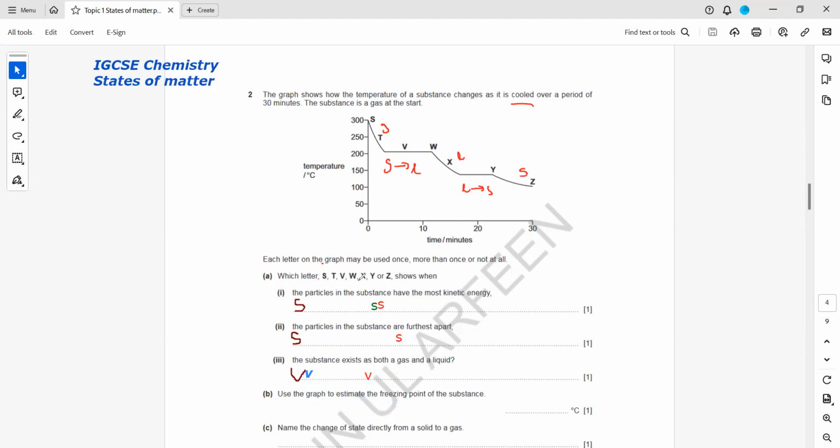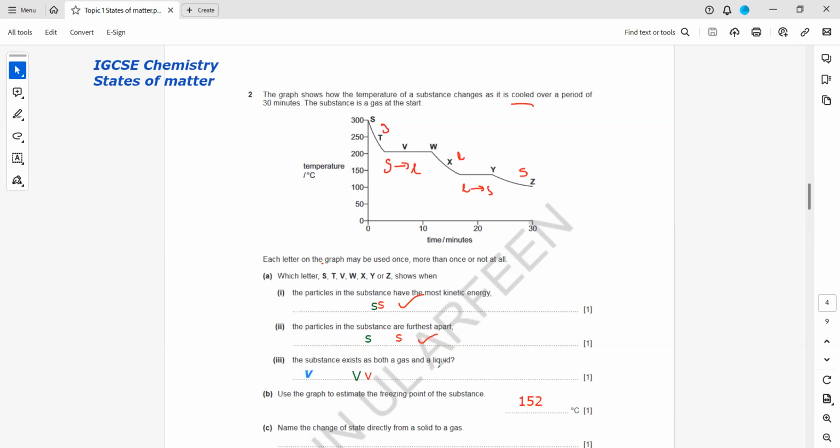So the particles in the substance have the most kinetic energy. Most kinetic energy means they should have a very high temperature. So S has a very high temperature. The particles of a substance that are furthest apart are in a gas, where we have particles far from each other. So that will also be S.